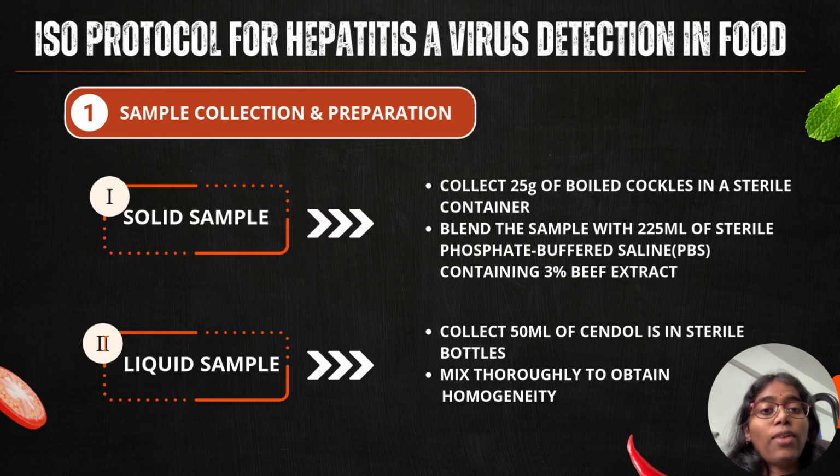For solid sample, 25 grams of boiled cockles in a sterile container is collected and then blended with 225 ml of sterile phosphate buffered saline (PBS), which contains 3% beef extract.